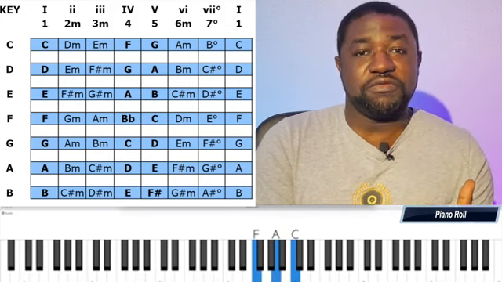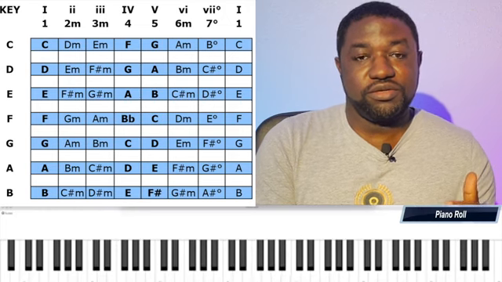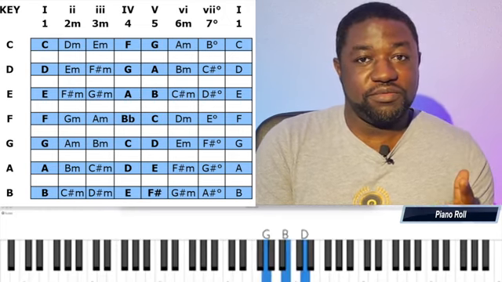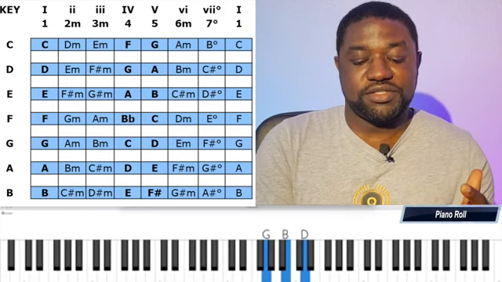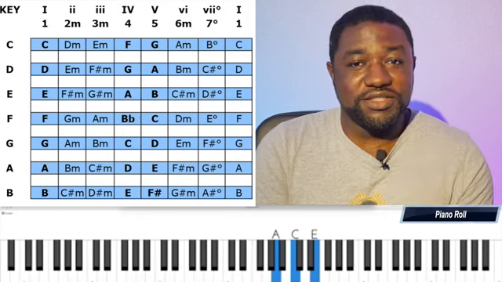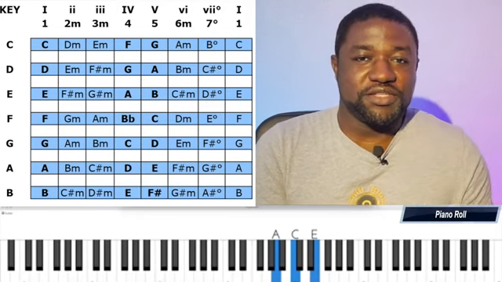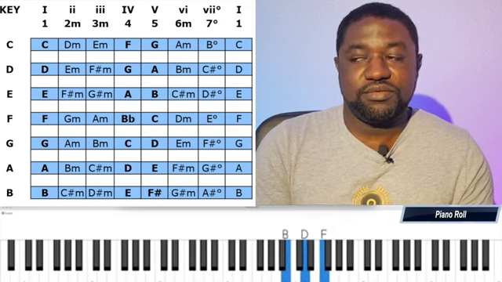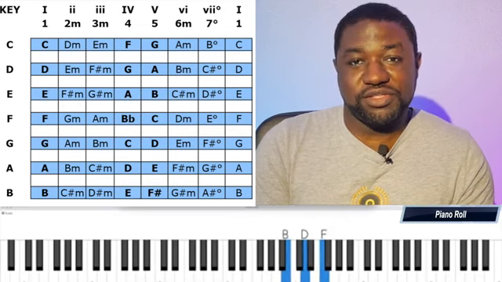Now let's keep moving forward. The next is G. G becomes our chord 5, okay? Next, A minor. A minor becomes our chord 6 within the family of key C, all right? Then the second to the last, B diminished.